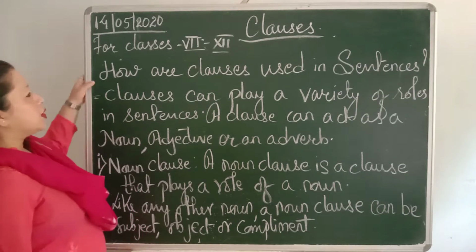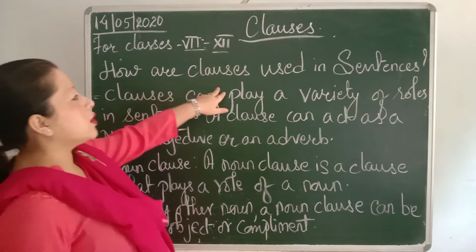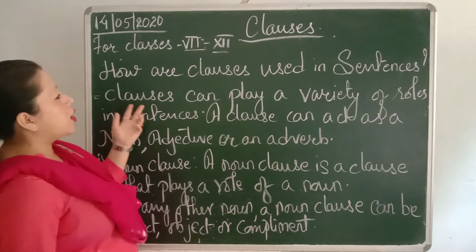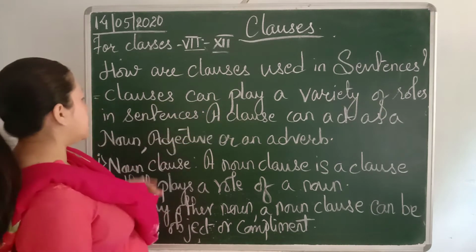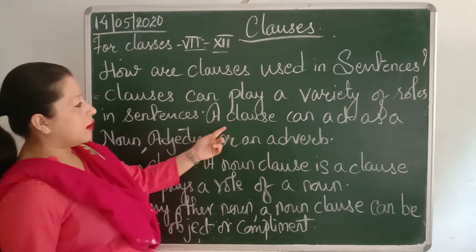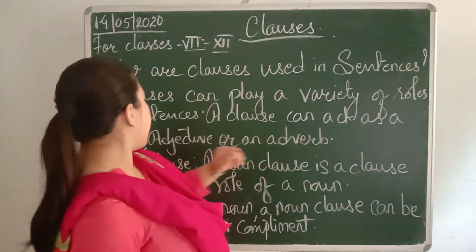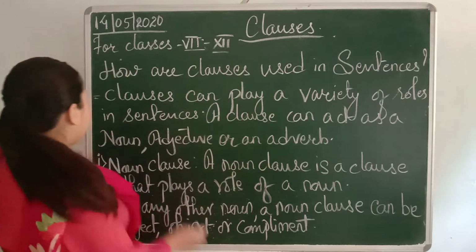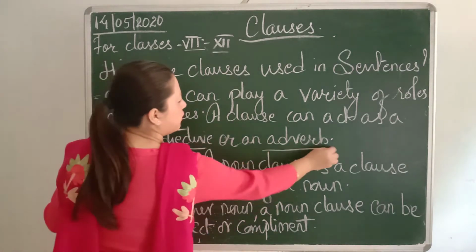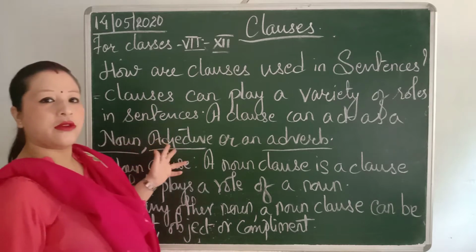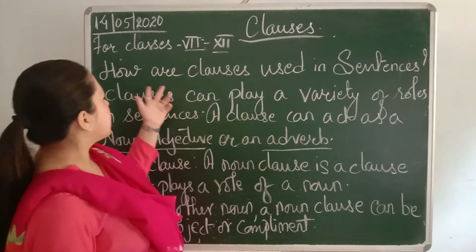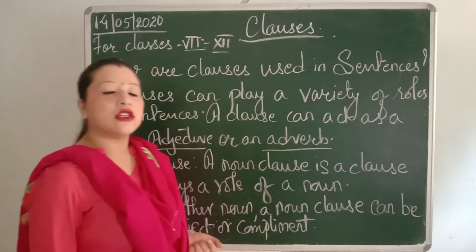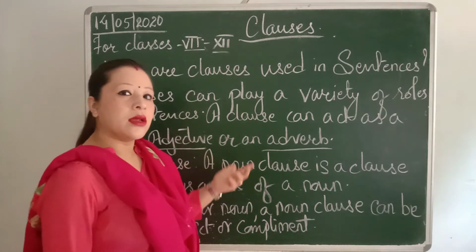Okay. So the next question is, how are clauses used in sentences? How can you use a clause in a sentence? Clauses can play a variety of roles in a sentence. A clause can act as a noun, adjective or an adverb. I hope you know the definition of noun, adjective and adverb. So a clause acts in a variety of roles in the form of a noun, adjective and adverb.